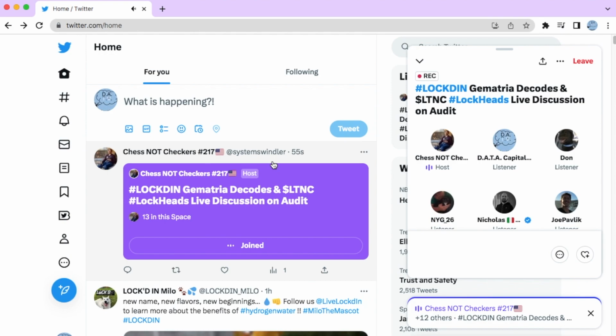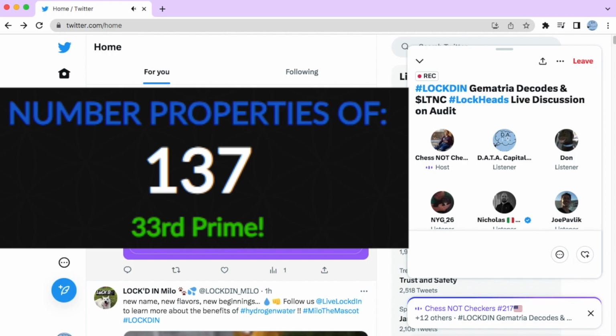Now I'm going to get a little bit more complicated, but it all comes together. I'm going to talk about 137. Remember, 137 is the 33rd prime number. It can only be divisible by itself and one. It's the 33rd one in its line.